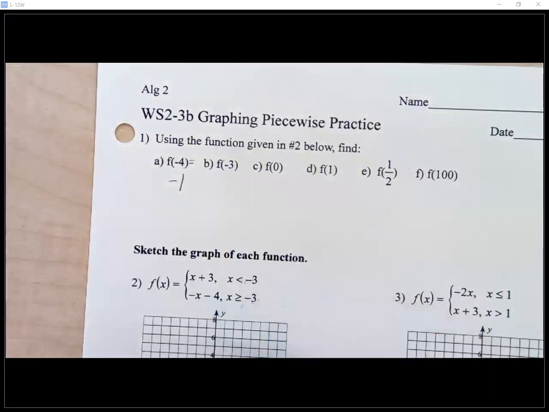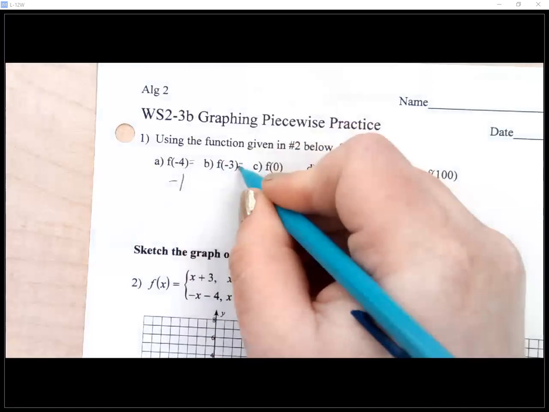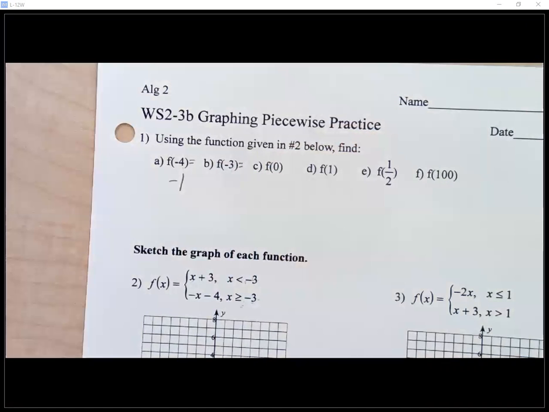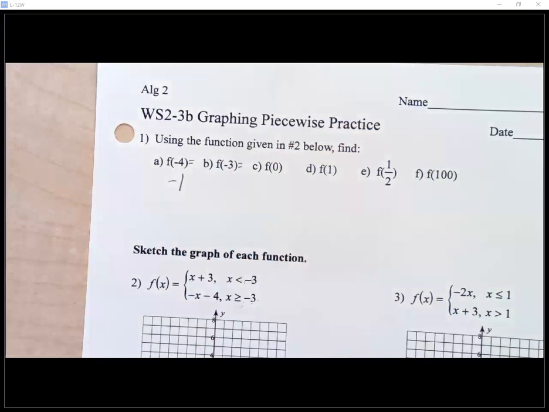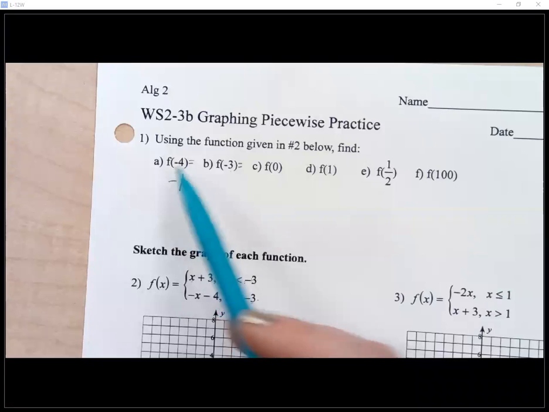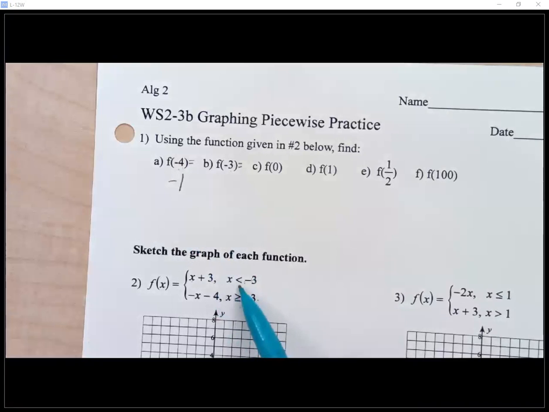Top one, -1 is greater than -3. Where are you? For this one, A, yeah. So -4 is less than -3, right? So I got to plug it in over here. So I'm doing -4 plus 3, which got me that -1. Yeah.